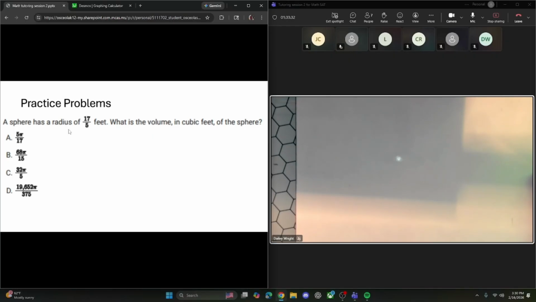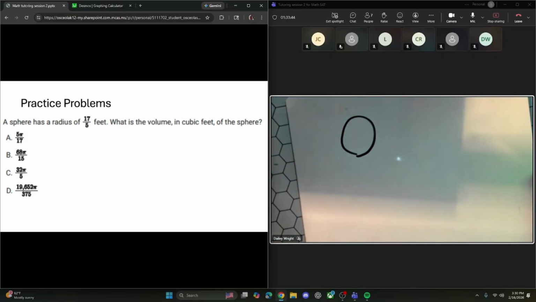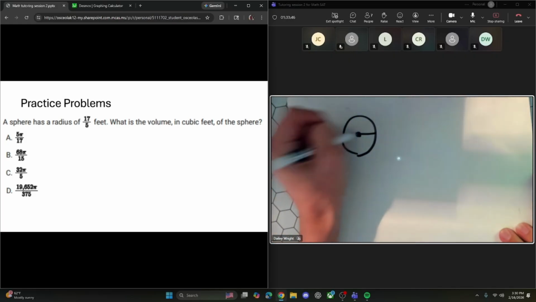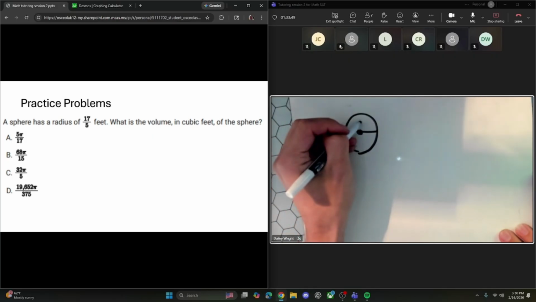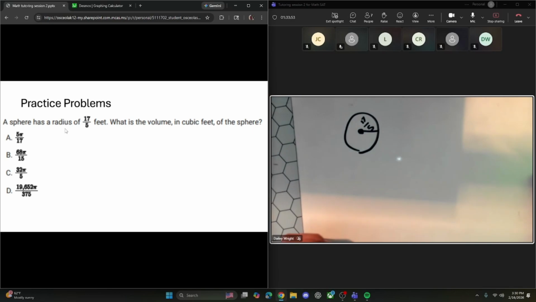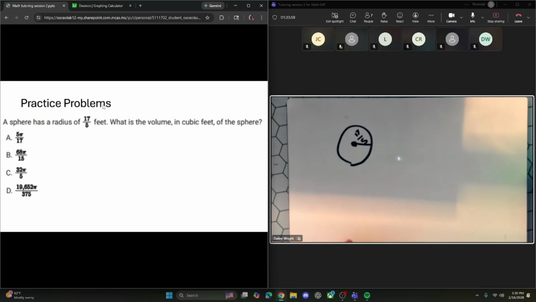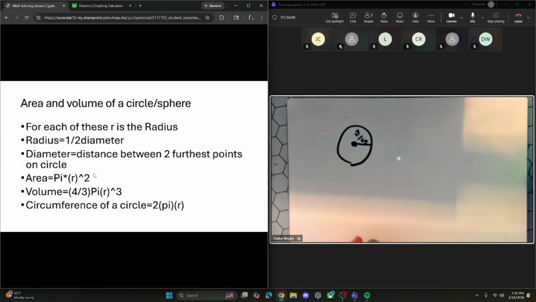A sphere has a radius of 17/5 feet. What is the volume in cubic feet of the sphere? For spheres on the SAT, I just draw out a circle. I know the radius of this circle is going to be 17 over 5. So now what you want to do for this circle is, if we go back, the volume of a sphere is 4/3 pi r cubed.